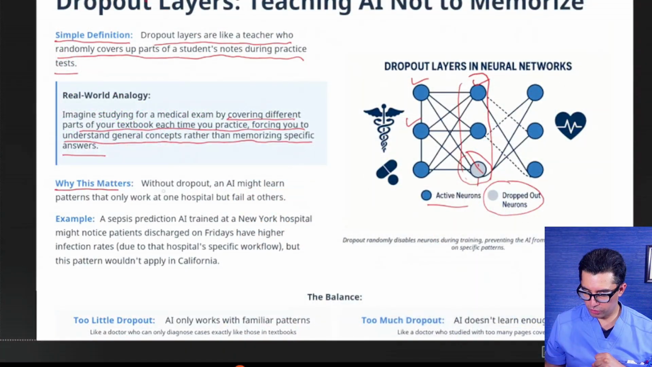And why does this matter? Because without any dropout, any AI might learn patterns that only work in one hospital but fail at other hospitals. So in healthcare, the AI needs to be flexible enough to work in different hospitals with different equipment and procedures, but still smart enough to catch subtle warning signs that indicate that the patient may be in danger, even though that patient may be experiencing different situations compared to what the system was trained on.